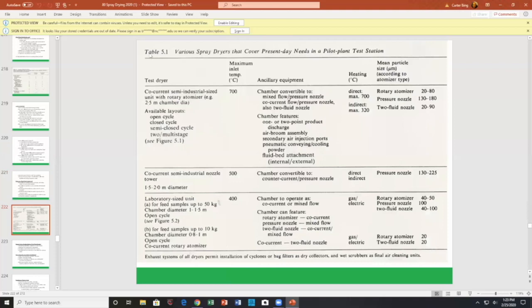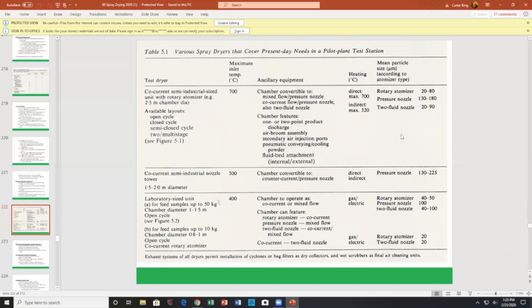Anyway, this is out of, I'm sure, Master's book. Master's obviously was a superior gentleman of great knowledge. There's no question about it. Anyway, test dryer, what sizes do we have? We want to look for size. 2.5 meters, different variations, 1.5 to 2 meter diameters, and down here 1 to 1.5 meters, 0.8 to 1 meters. There we go. So it looks like we want 1 meter and above.